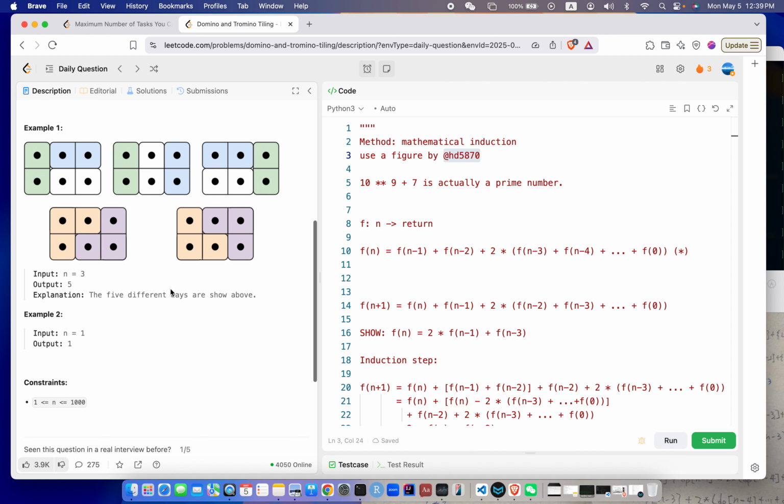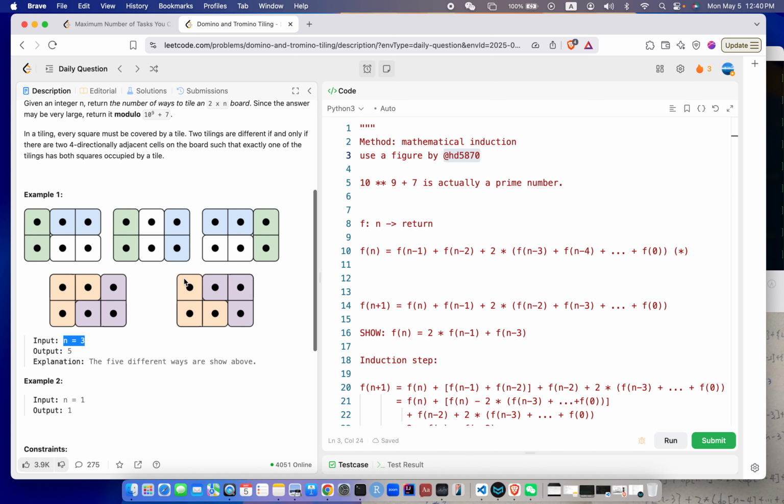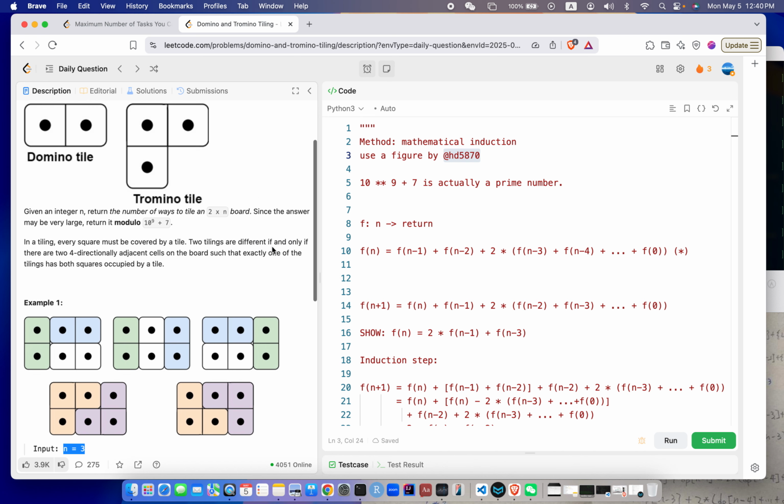So here are two cases. When n equals 1, there is 1 configuration. When n equals 3, there are 5 configurations. Before we do the analysis, I want you to notice that 10 to the power 9 plus 7, as an integer, is actually a prime number. So this is good to know, right?